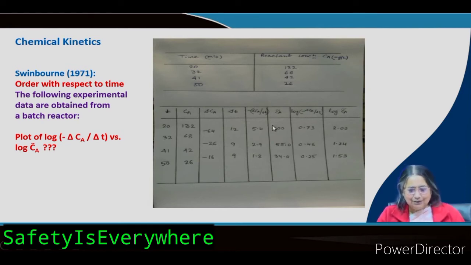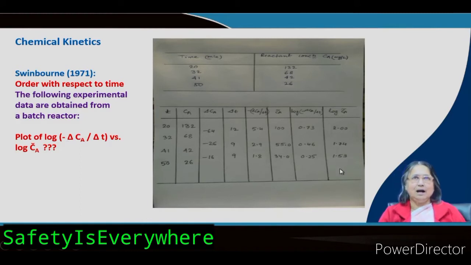And now, once you have all this data, you can find out the log values. So, log of minus delta Ca by delta T, and this is log Ca average. Okay. And then you have these values and these values. Now, you have to plot log of delta Ca by delta T, obviously minus, I am not mentioning it all the time, this one and log Ca.